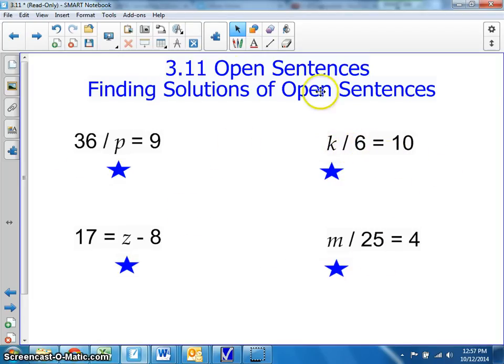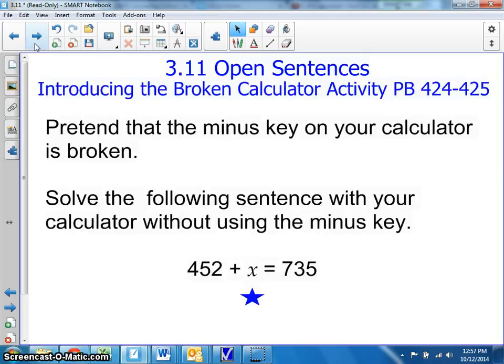Now, in order to do these problems, I highly recommend the following. Do the opposite of what it's asking. So this one's asking you to divide. I'd multiply. What times 9 is 36? This one is asking you to divide. I'd multiply. 6 times 10 would give you what? This one is asking you to divide. I'd multiply. 4 times 25 gives you what? This one's asking you to subtract. I'd add. 8 plus 17 equals what? Solve these for me and then double check that they work.